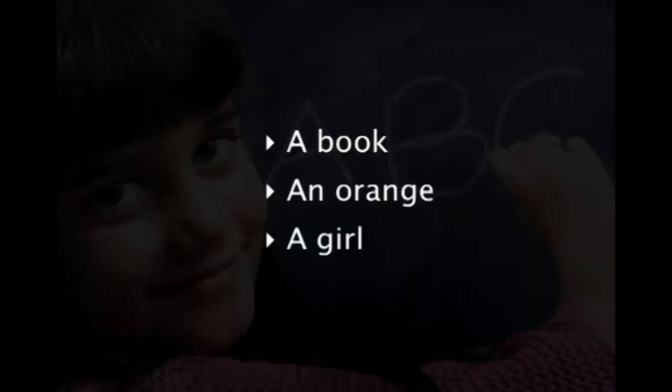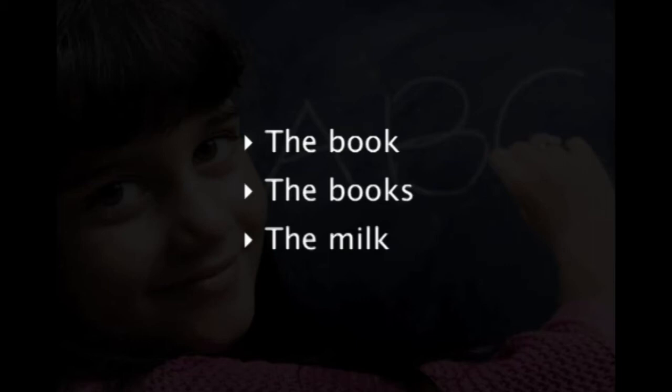Use of articles. The indefinite article is used before singular countable nouns. For example, a book, an orange, a girl. The definite article is used before singular countable nouns, plural countable nouns, and uncountable nouns. For example, the book, the books, the milk.